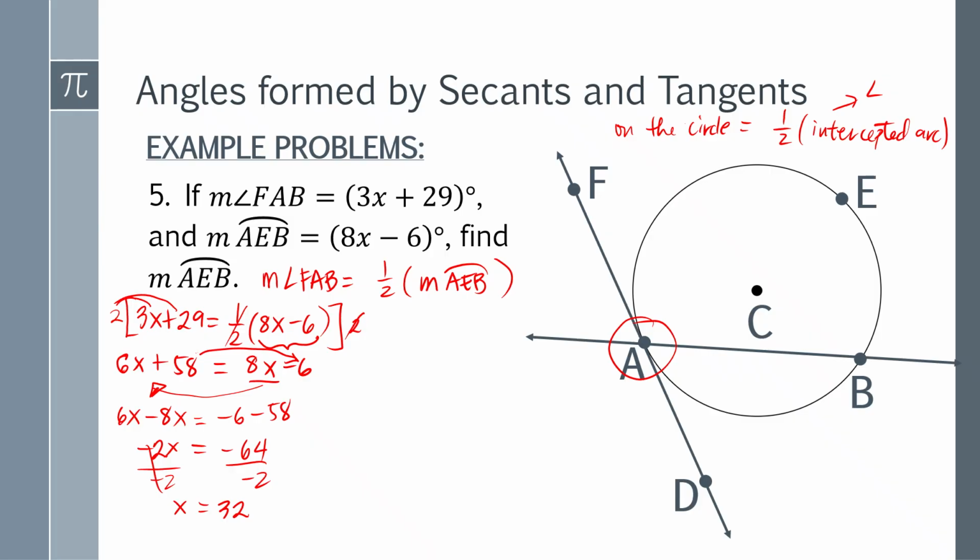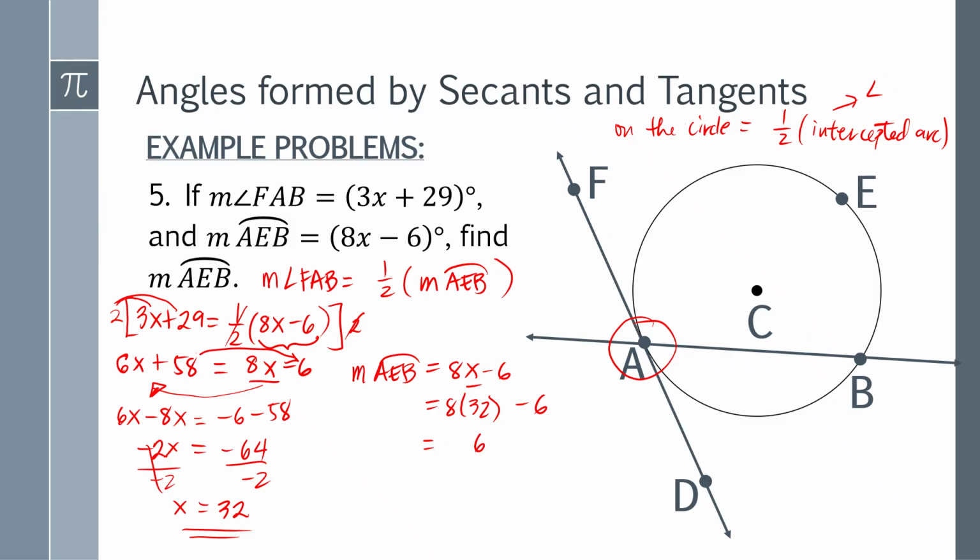Not yet, because we are finding the measure of the major arc AEB. So to find the measure of the major arc AEB, we have measure of major arc AEB equal to 8x minus 6. And you have to replace the value of x with the previous one, which is 32. So therefore, 8 times 32 minus 6.